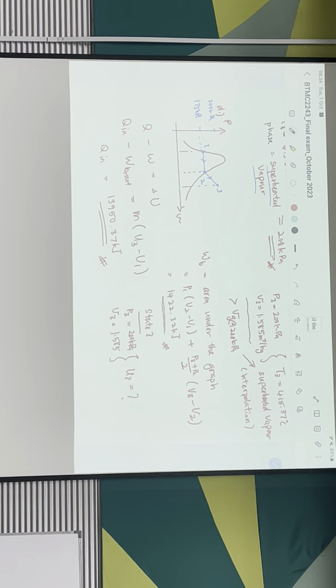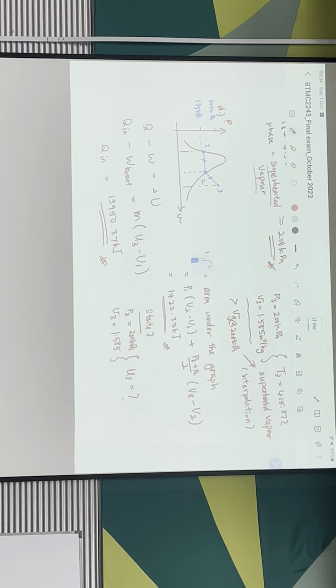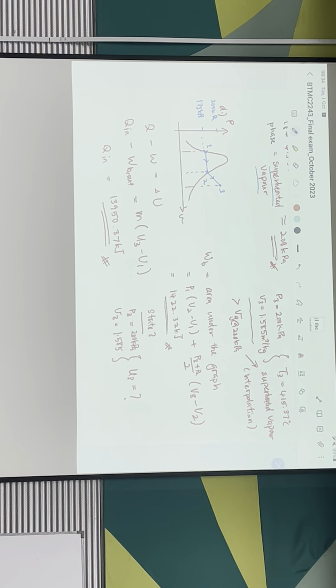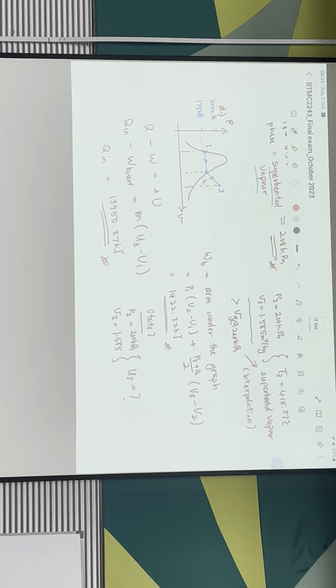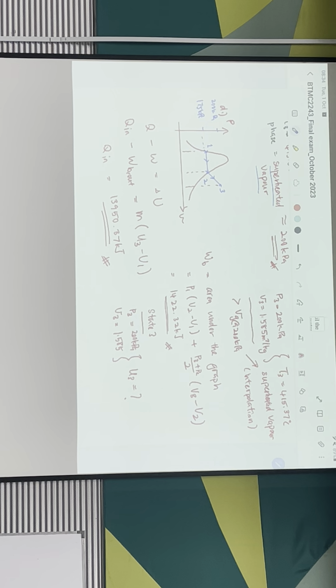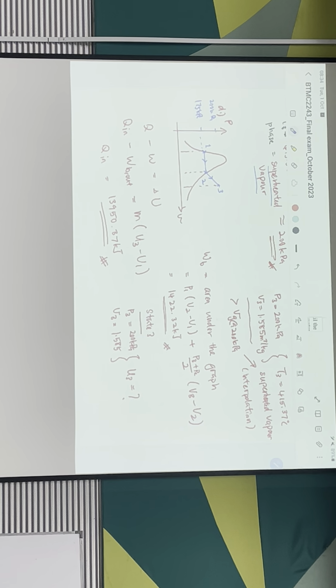Okay, additional question here. For this question, can you just throw boundary work to the right and convert the whole thing into enthalpy to find Q in? How many of you think you can do that? Okay, so you can't, right?